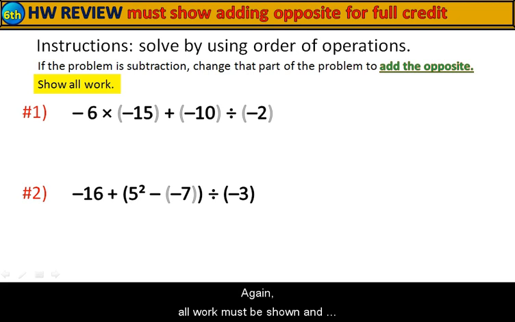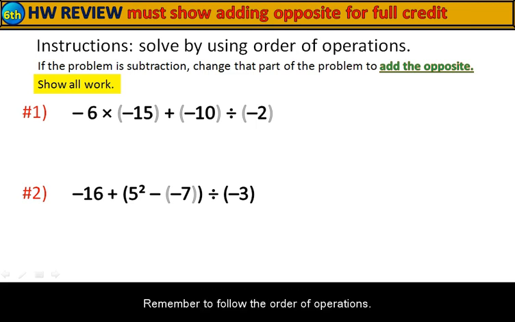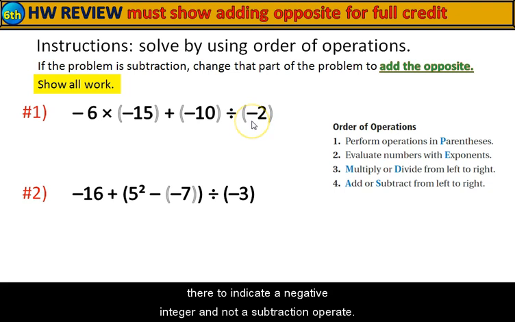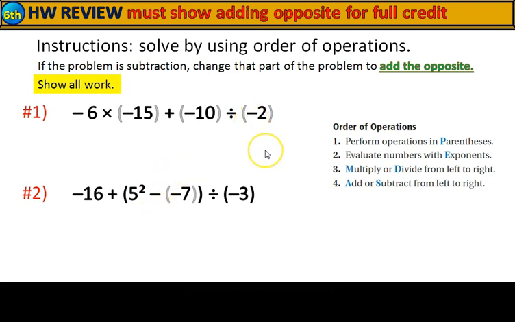Again, full work must be shown, and adding the opposite must be done for all subtraction portions to receive full credit. We'll do each question one at a time, showing all the steps. Remember to follow the order of operations. Step 1 is to always perform operations in parentheses. In this case, only question 2 has a quantity group in parentheses. All the other parentheses highlighted in gray are just there to indicate a negative integer and not a subtraction operator.